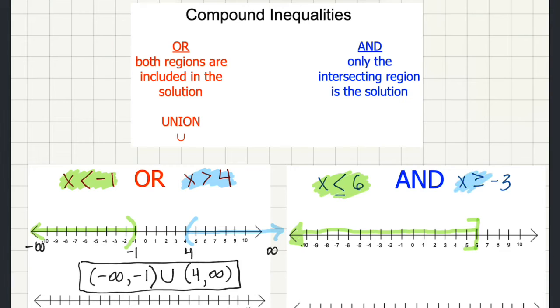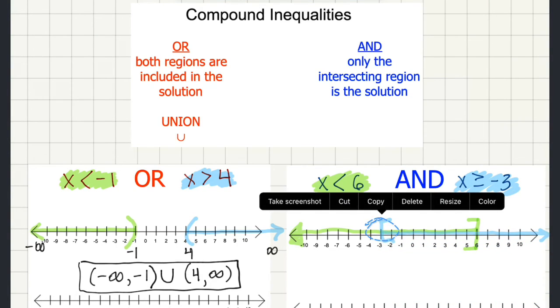And then we have x is greater than or equal to -3. So I'm going to, again, draw that off to the side, and then I'm going to come over here. So here's x is greater than or equal to -3. When I consider it on the same number line, you can see that they overlap.